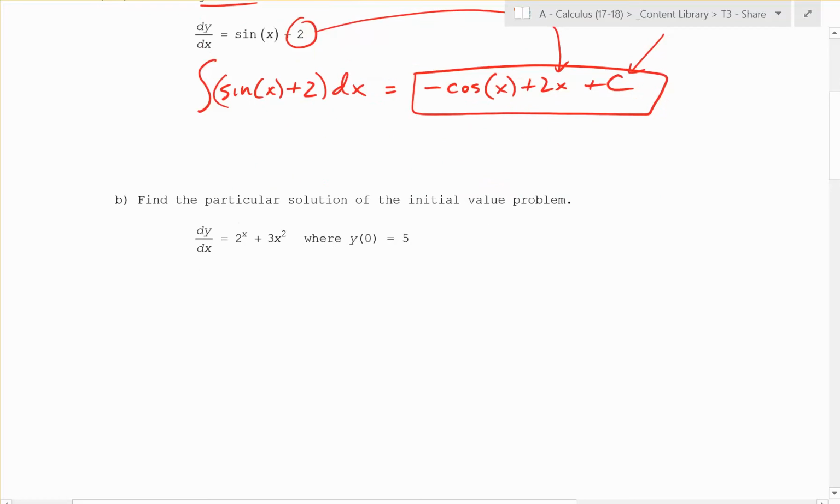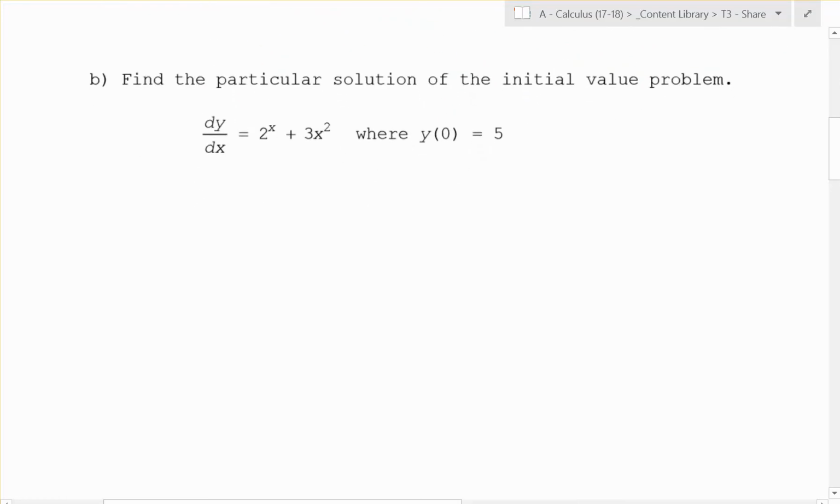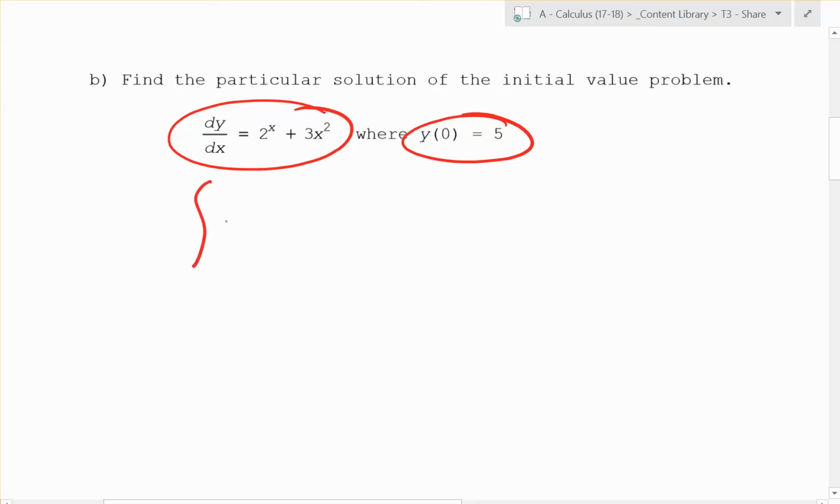So now we're going to find the particular solution of the initial value problem. So we're going to need to integrate this and then use this information right there to find c. So the first thing we're really doing is setting this up, and it's going to be the integral of 2 to the x plus 3x squared dx. And we want to do that indefinite integral.